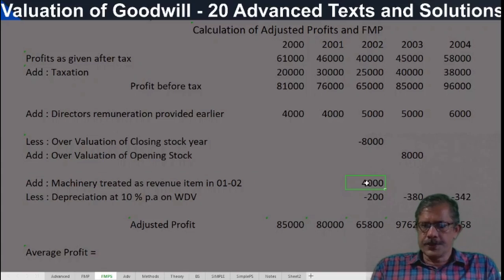Then on this value, depreciation is to be provided: first year, 6 months, October to 31st March 2002. Here, full year, full year. So on the written down value, you know that there are various methods of providing depreciation. That should be adjusted. So we have calculated it. Then adjusted profit we got. Adjusted profit should be averaged and from that deduct additional depreciation. Additional depreciation should be deducted from adjusted average profit. To this, any future items should be adjusted here.